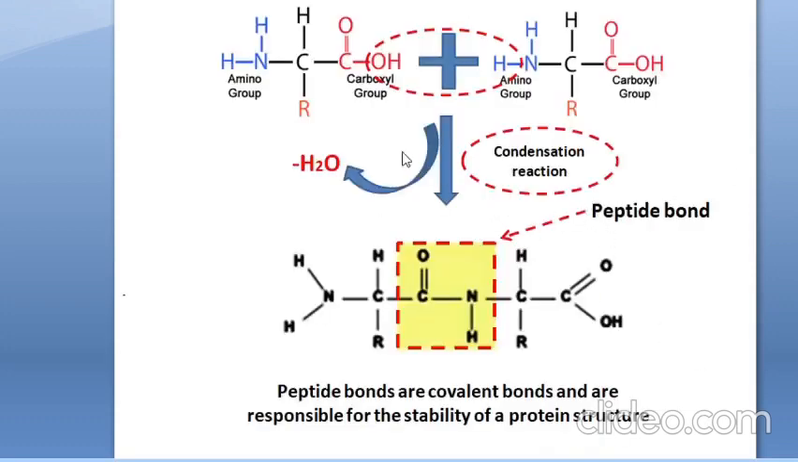Here I have shown you two amino acids with adjacent carboxyl group COOH and NH2 group. Due to the release of water, it forms a peptide bond, and this reaction is called a condensation reaction because in this reaction a water molecule is released. One very important point that we should remember for entrance examinations is that peptide bonds are covalent bonds and are strong bonds, responsible for the stability of protein structure.